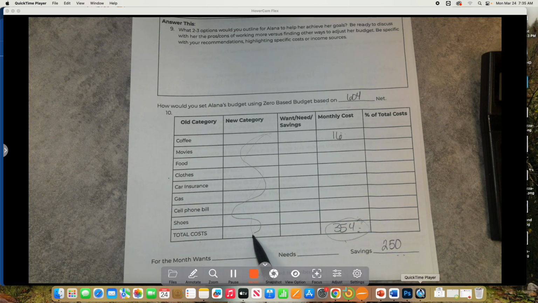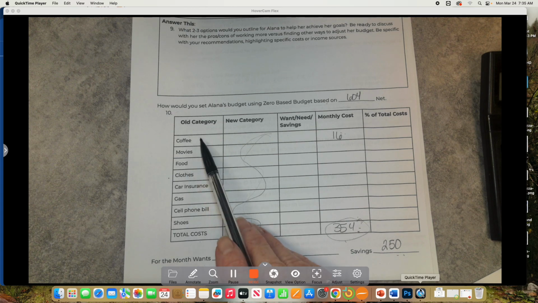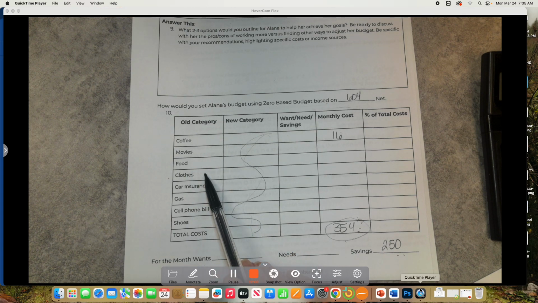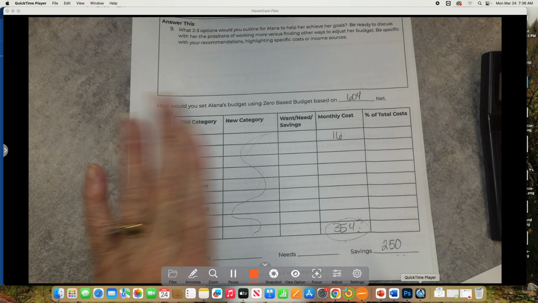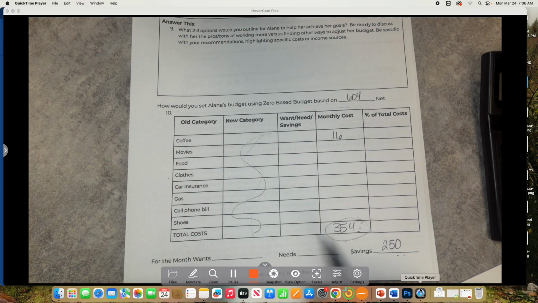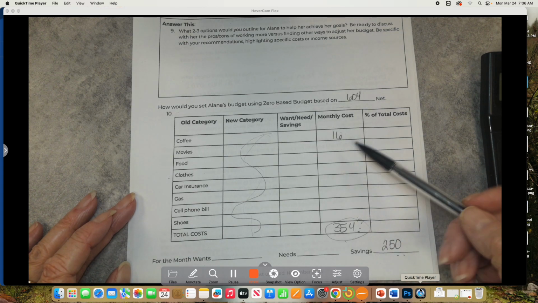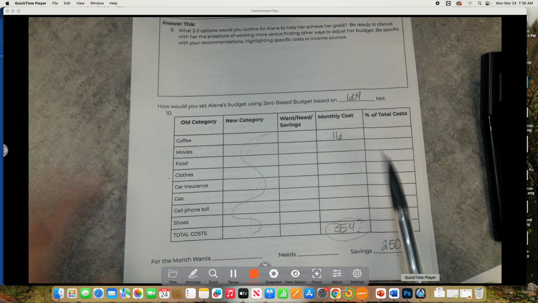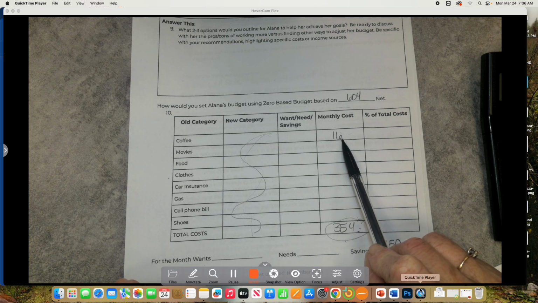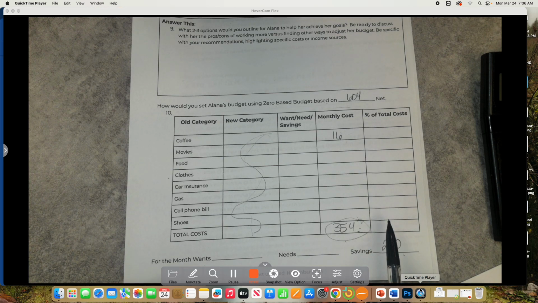You don't have to make a new category if you do not want. But what you could do is put coffee and movie and maybe even clothes together and call that entertainment. I'm sorry, not food, shoes. So you can make decisions on that, or you can just leave coffee. And again, don't take all the coffee away because you do have to have some joy in life. So I said maybe she could cut it down to once a week. Maybe on Fridays she gets a coffee. So this is 4 coffees in the month.